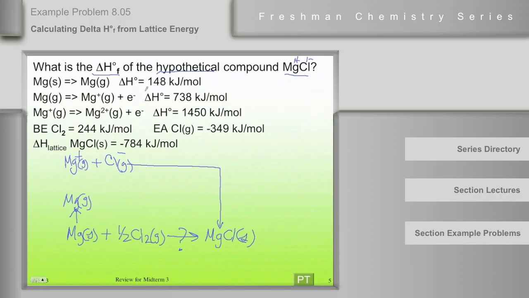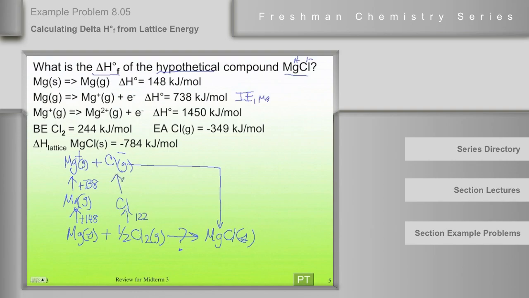And up here we have magnesium solid to magnesium gas, plus 148 kilojoules. Then magnesium gas to magnesium single positive ion in the gas phase. That's IE1 for magnesium. That is plus 738. Now, with the dichlorine, we've got to break it into chlorine atoms, and that'll take 1/2 of the bond energy. The bond energy is 244 here. So that makes 122 kilojoules for that.